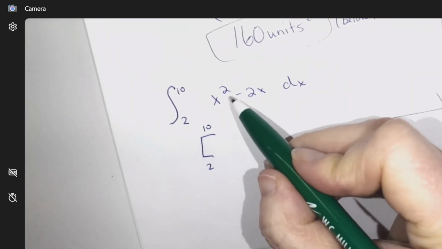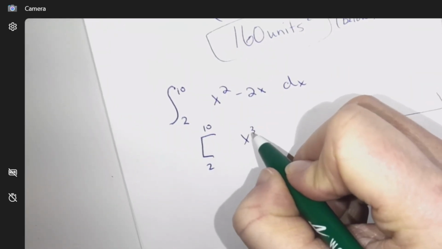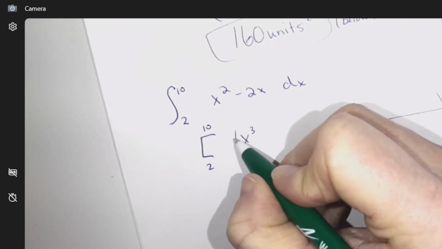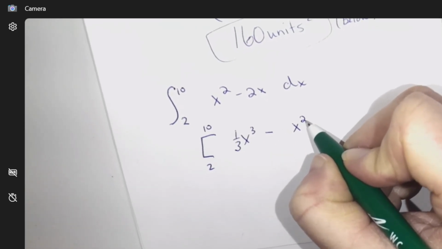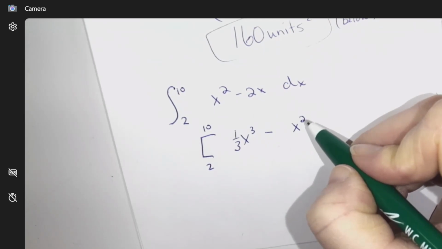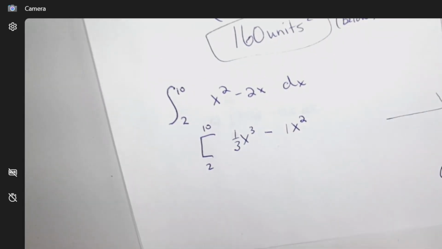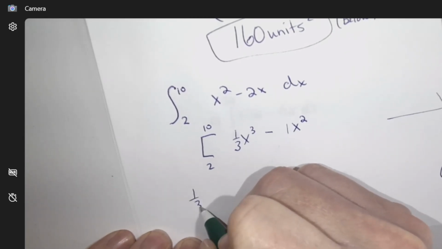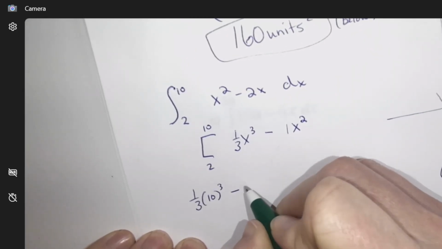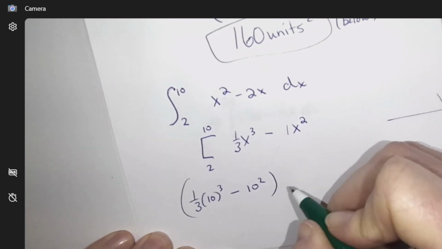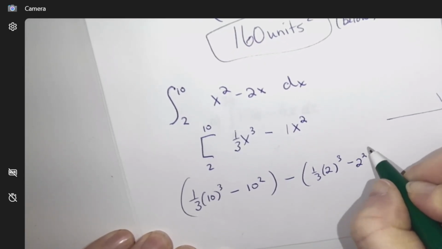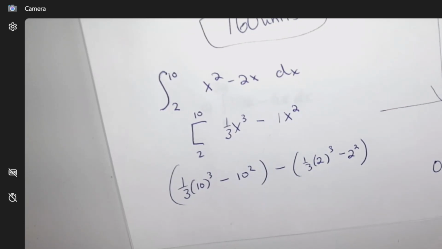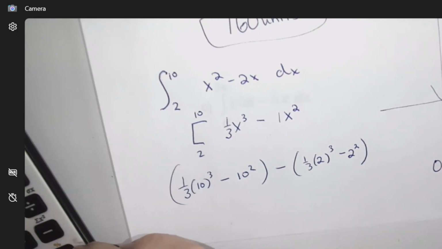Okay, ready? Go up. So x cubed, there was a 1 divided by the 3. Go up, so x squared, 2 divided by the 2 is just 1. That deserves a candy. Okay, then what do you do? You plug in the 10 into what you get, plug in the 2, subtract them.